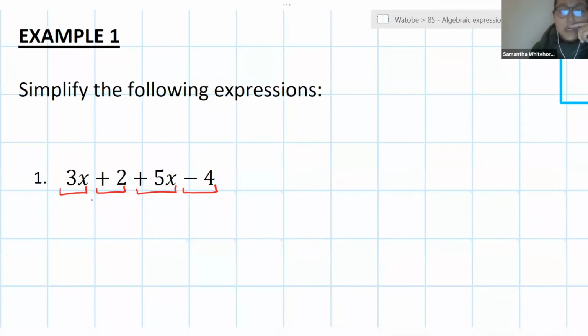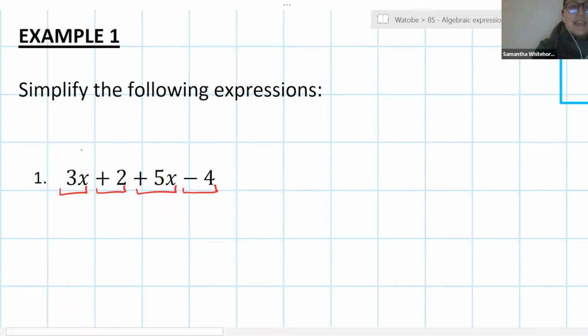The next thing I want to check is, can I simplify any of these terms? Is anything being divided? Is there any multiplication I need to deal with? Stuff like that. Looking at my terms, no individual term can be simplified. So what I mean by that is, if we look at 3x, I can't simplify 3x. 3x is 3x. That's it. So I can't do anything with that.